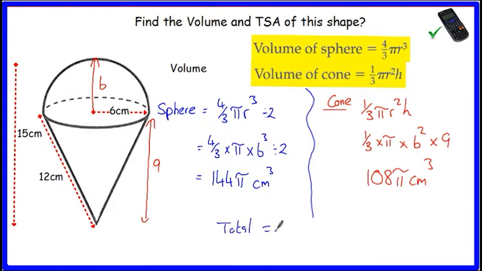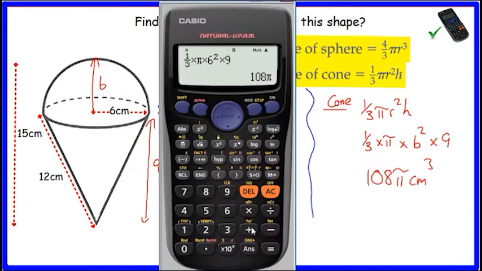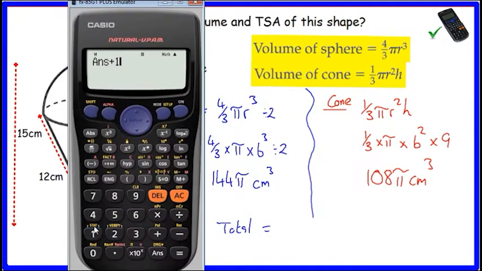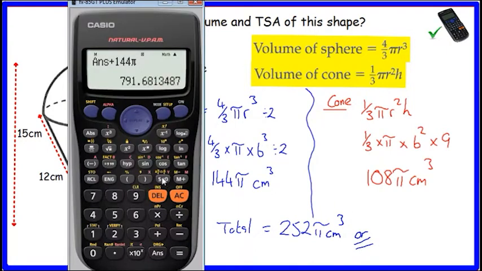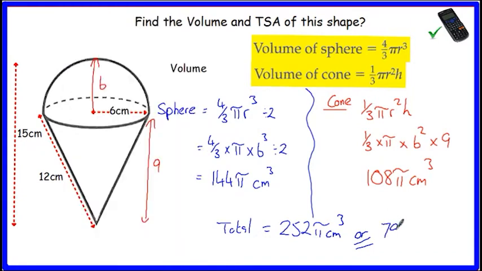Okay, for the total, and this is why I much rather work without the decimals, I can just do this so much quicker, is plus 144 pi is equal to 252 pi, which is correct. Or really I should put in my centimeters cubed, or 791.68 centimeters cubed. So there's the volume of that shape.